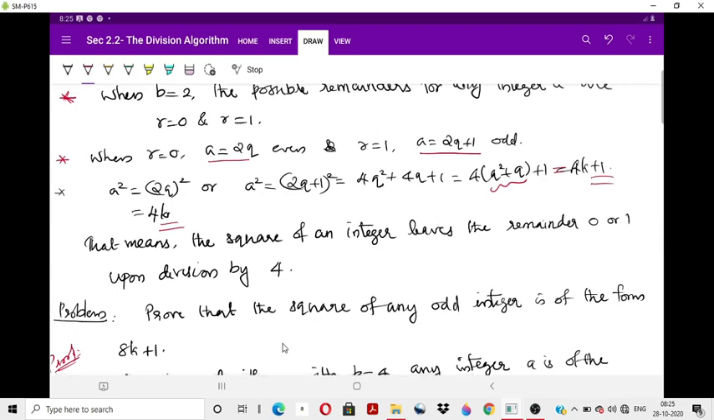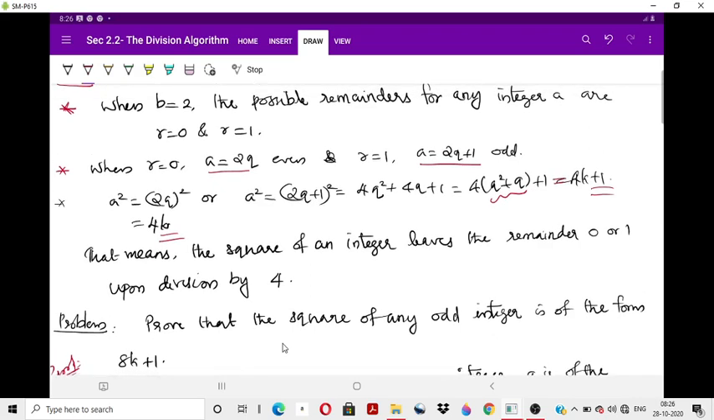Square of any odd integer is of the form 8k plus 1. So first of all we have to talk about the form of an odd integer, then we have to consider its square. We have to prove that its square is of the form 8k plus 1. So when we consider a as any odd integer, in the form as we have always taken, any odd integer means it is of the form 2q plus 1. We are always taking that form.